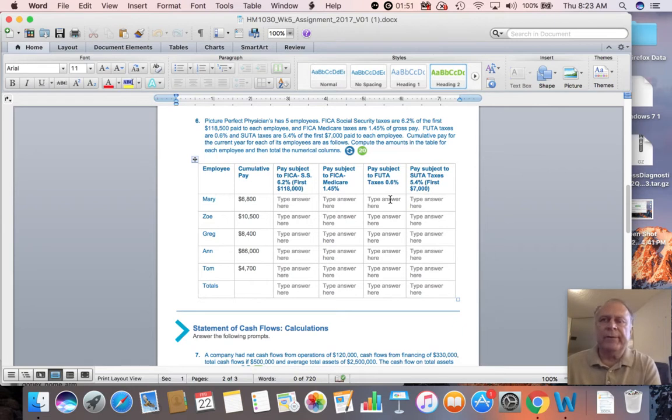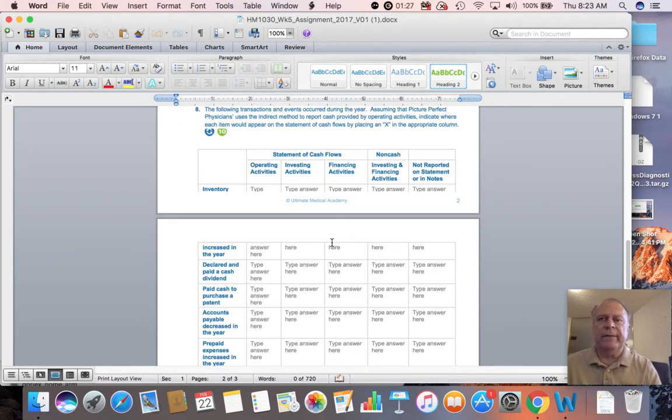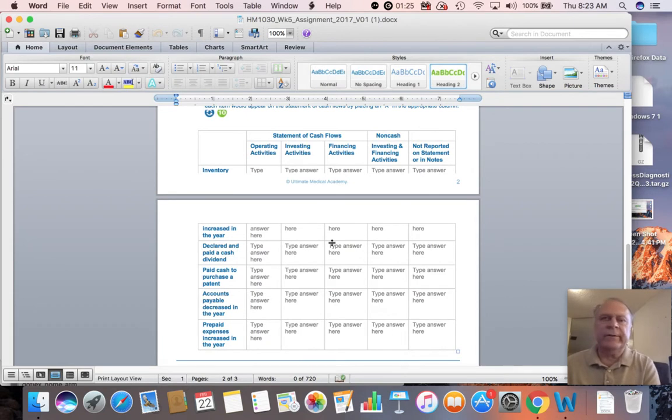It doesn't say so on the federal unemployment tax, the FUTA, but that also has a $7,000 limit. So what that means is the employer only pays tax on the first $7,000. So if we look over to the cumulative pay column, we've got a couple, or 3, that are over $7,000, so you have to be careful with those. And then finally we have the statement of cash flows.